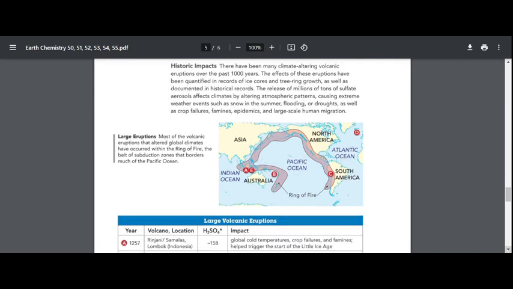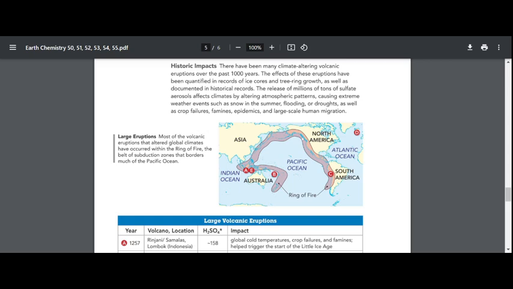All right, so now we're going to take a look at historic impacts. There have been many climate-altering volcanic eruptions over the past 1,000 years. The effects of these eruptions have been quantified in records of ice cores and tree ring growth, as well as documented in historical records. The release of millions of tons of sulfate aerosols affects climates by altering atmospheric patterns, causing extreme weather events such as snow in the summer, flooding or droughts, as well as crop failures, famines, epidemics, and large-scale human migration.